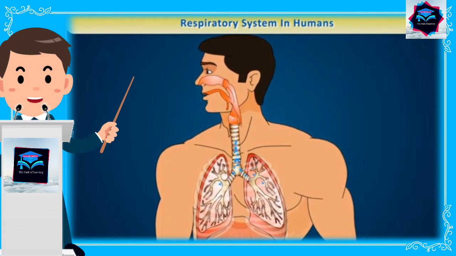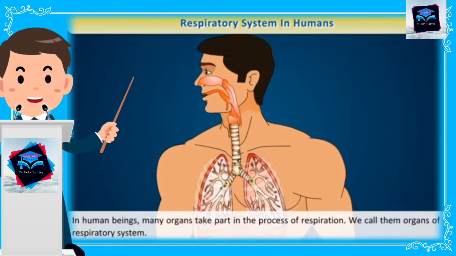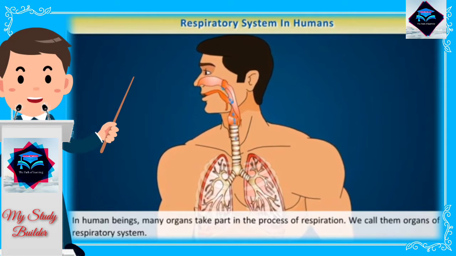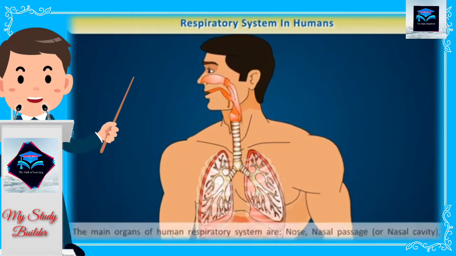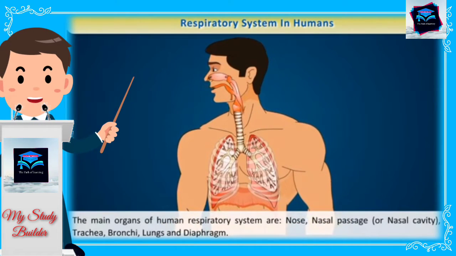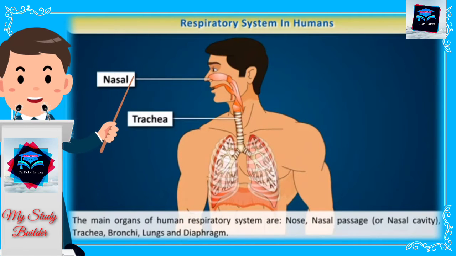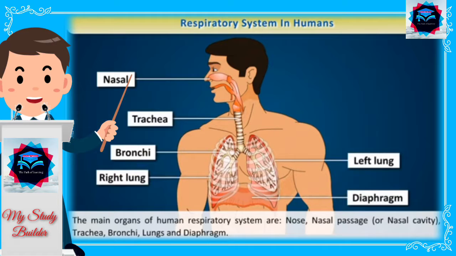Respiratory system in humans. In human beings, many organs take part in the process of respiration. We call them organs of respiratory system. The main organs of human respiratory system are nose, nasal passage or nasal cavity, trachea, bronchi, lungs and diaphragm.